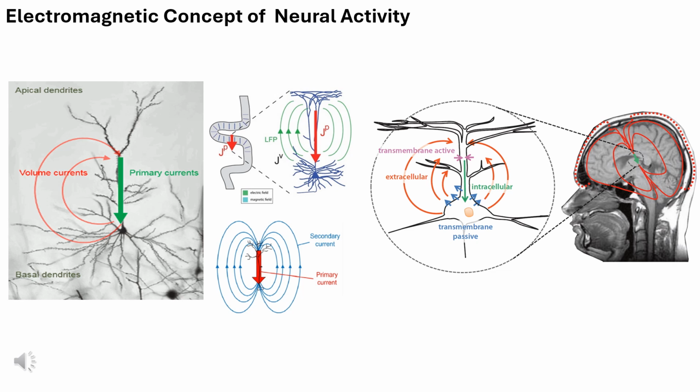The resulting electromagnetic signals can be detected by both electroencephalography, EEG, which measures voltage changes at the scalp, and magnetoencephalography, MEG, which detects the magnetic fields generated by these currents. The detection and analysis of these signals allow for insights into brain function, which I will explain further in the next slide of the presentation.